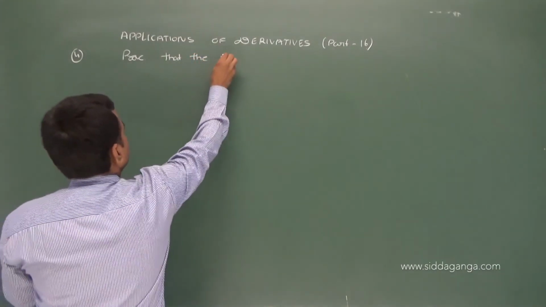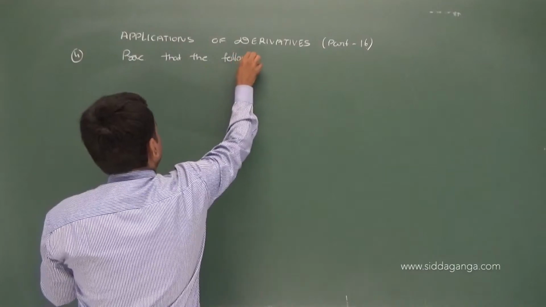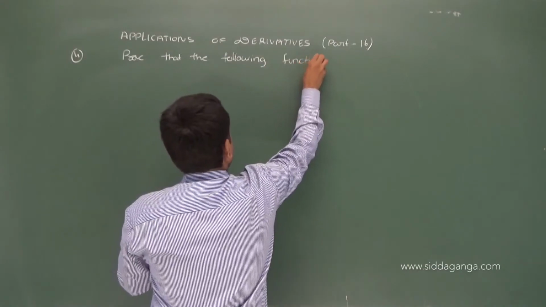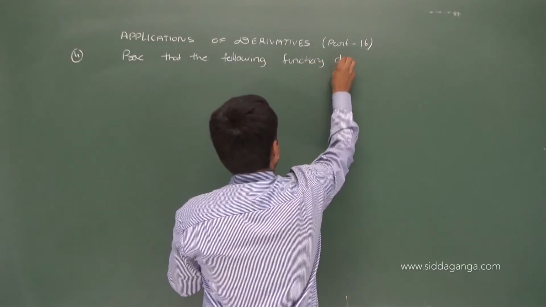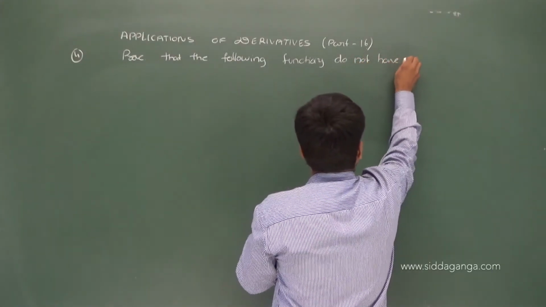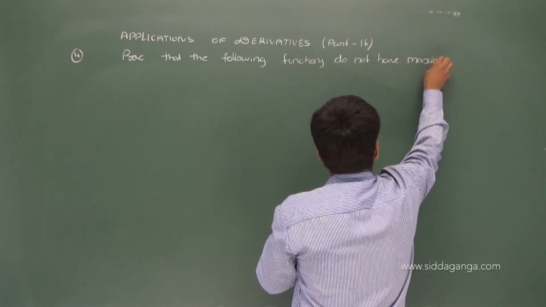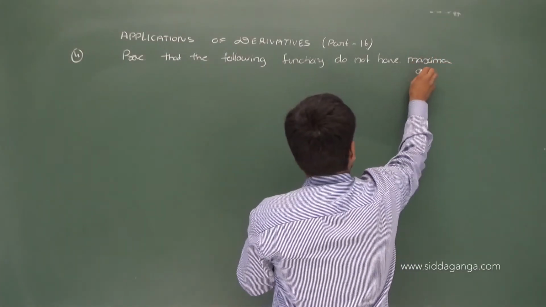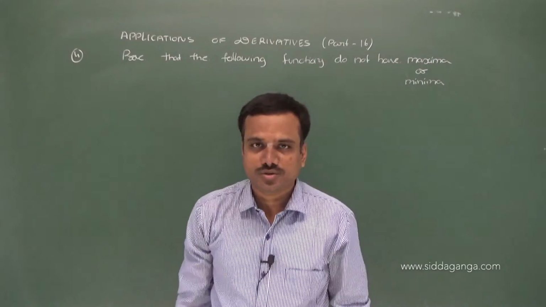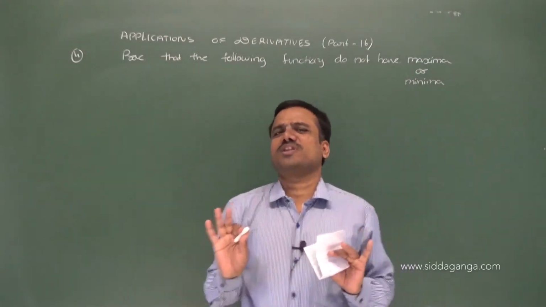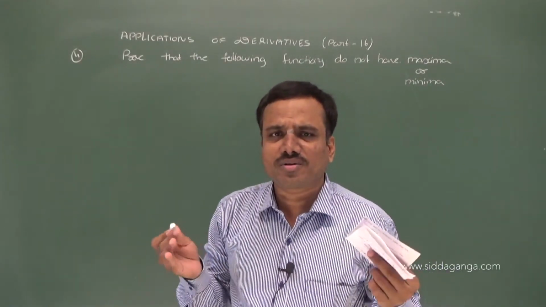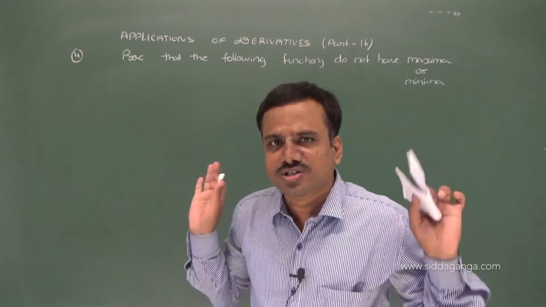Prove that the following functions do not have maxima or minima. Very simple problems, very easy problems. So it means there is no maxima and no minima.